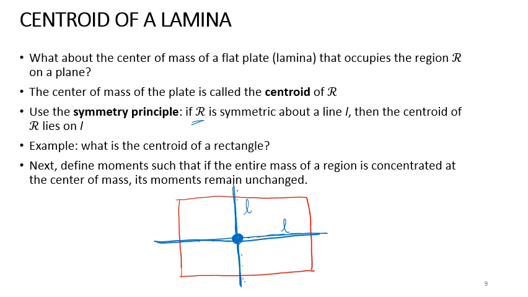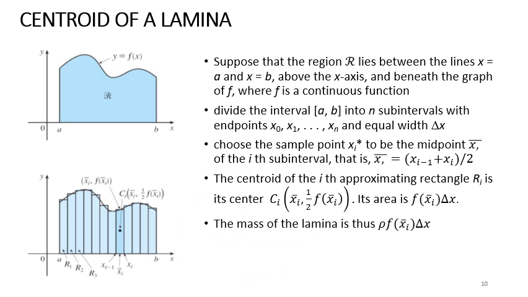Next we define the moments such that if the entire mass of a region is concentrated at the center of mass, the moments will remain unchanged. Now suppose that the region R lies between the lines x equals a and x equals b, above the x-axis and beneath the graph of f, where f is a continuous function of x, f of x. We divide the interval a to b into n subintervals of equal width delta x. We start with a as x0, then x1, x2, and so on until xn.